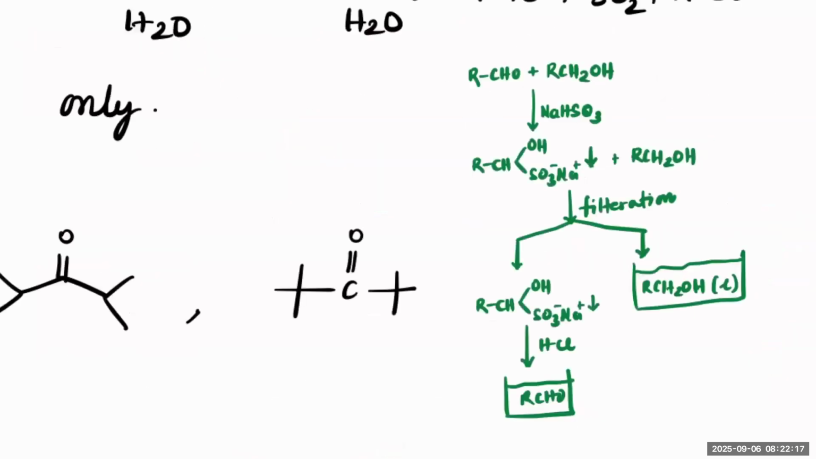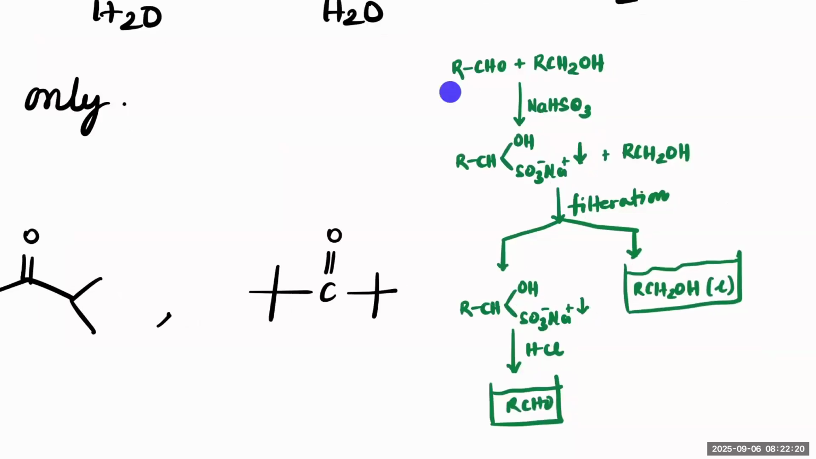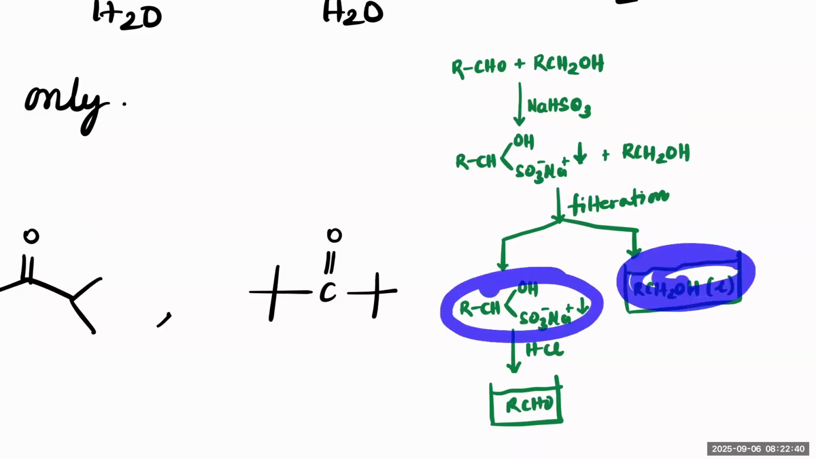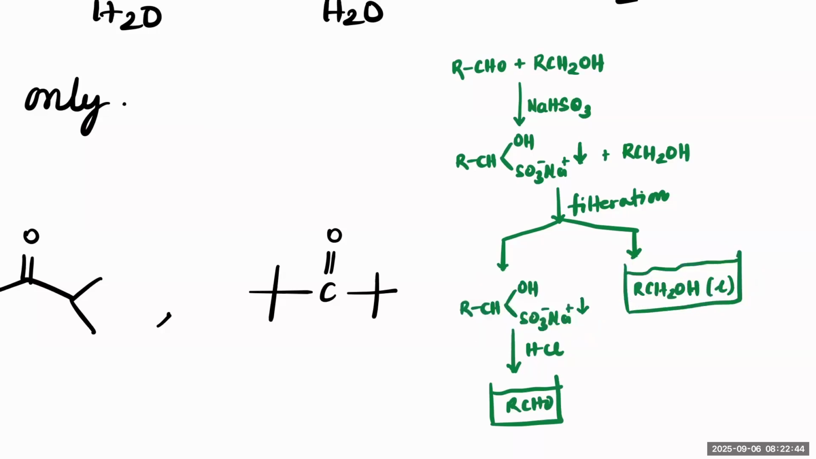In NCERT, this was mentioned that if at all you have an aldehyde and an alcohol together, because both of them are colorless solutions, how do we separate them? This is the best method. Use sodium bisulfite. With sodium bisulfite, the aldehyde will get precipitated, but nothing will happen to the alcohol. So on filtration, you can remove the alcohol separately. Then you can remove the precipitate separately. And in that precipitate, when you add HCl, you will get back your aldehyde. That's how we can use it as a separation method.